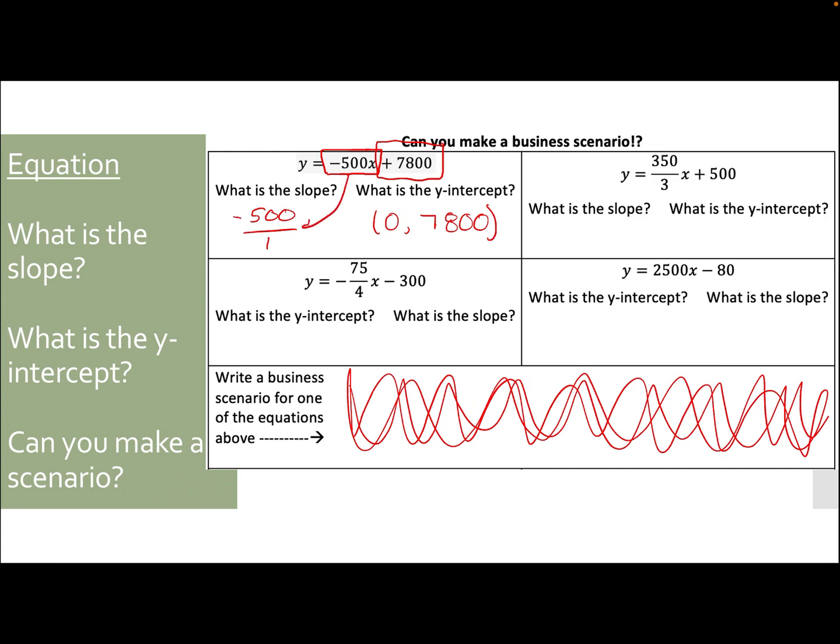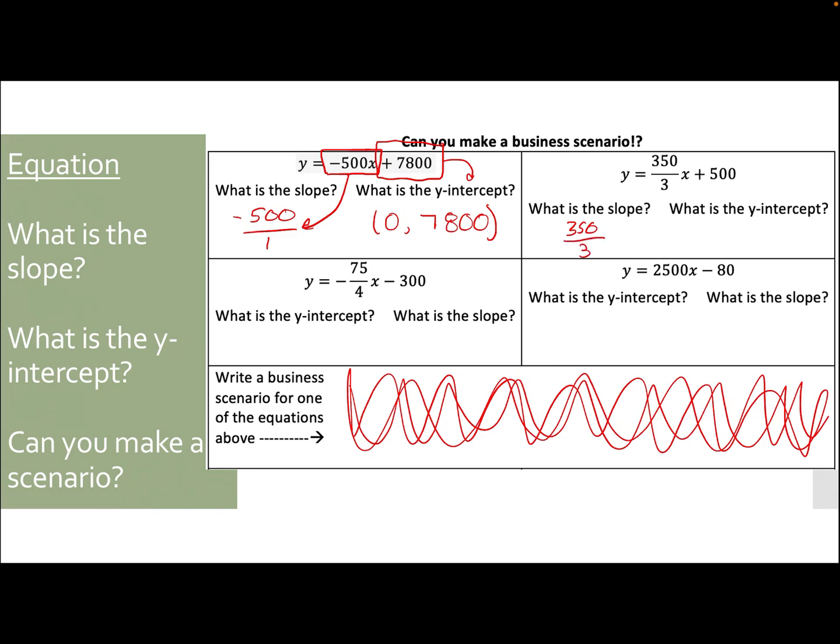I looked at my slope. I found my y-intercept. Now, can you do the rest on your own? So go ahead and pause that video, and then after you pause it, unpause it, and I will display the answers. All right, so hopefully you've had time to fill out the rest of those 3. Let's go ahead and fly through these real quick.